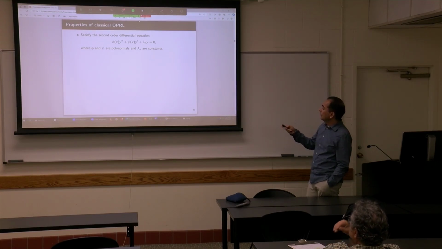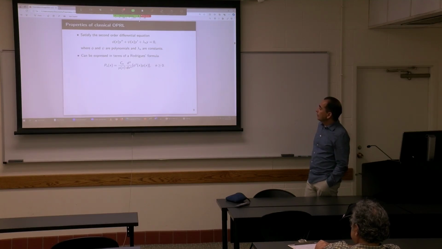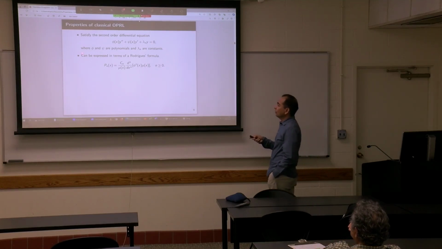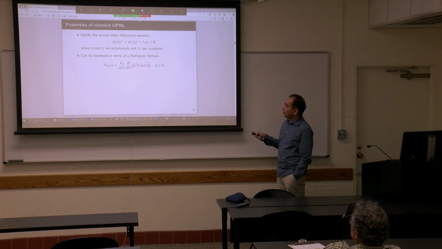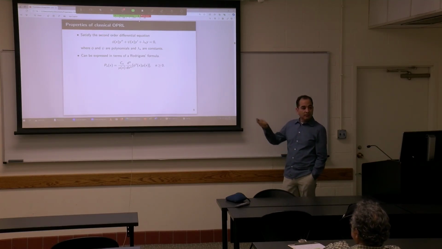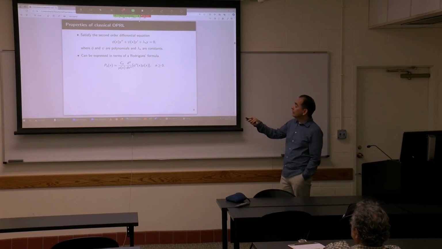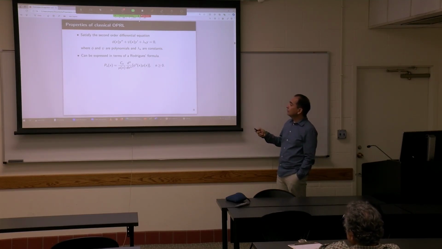This one has to be degree at most 2. This is degree exactly 1, and these are just constants. The other property is that they can be expressed in terms of a Rodriguez formula like this. In this Rodriguez formula, the weight appears, and also the polynomial that appears here in the differential equation. All the classical families can be expressed in terms of a Rodriguez formula.